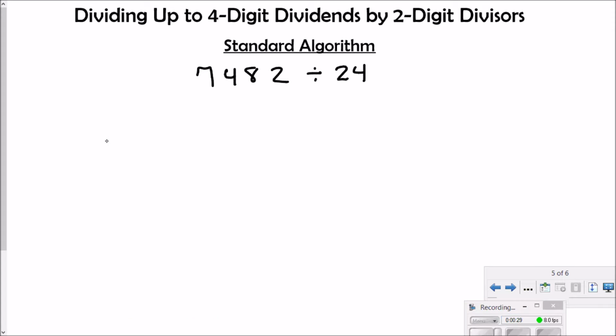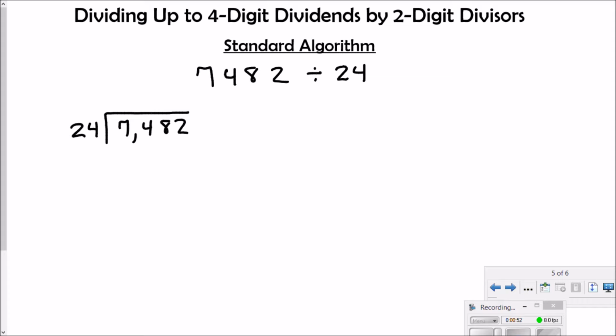So, in this problem, my dividend is 7,482. And the dividend is the number that goes inside of the box. It's the number that is being divided. So we're going to divide 7,482 by 24, which is our divisor. So you place that number on the outside of our box.